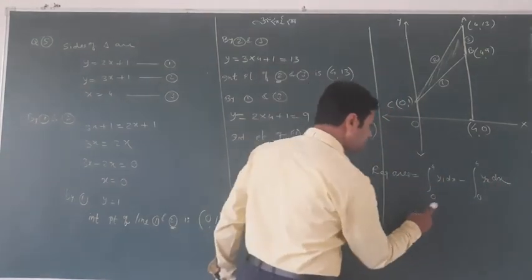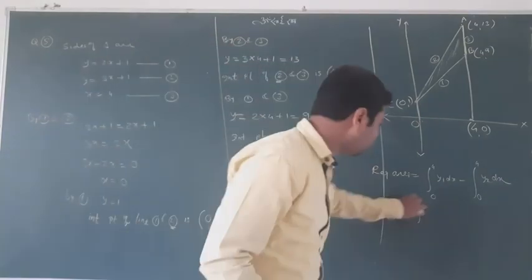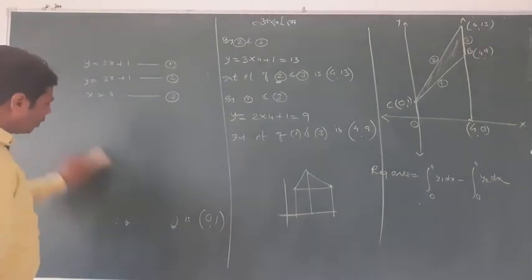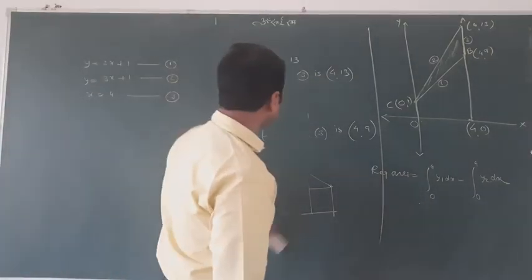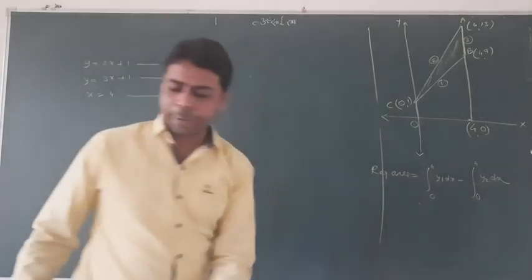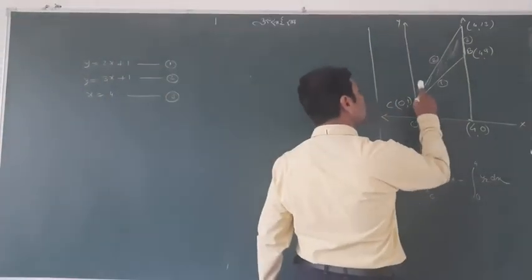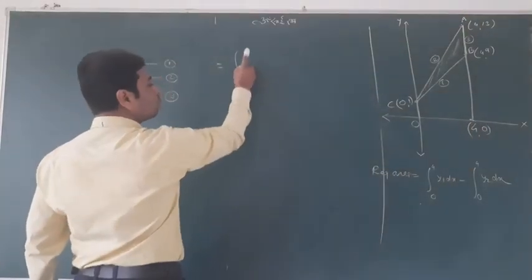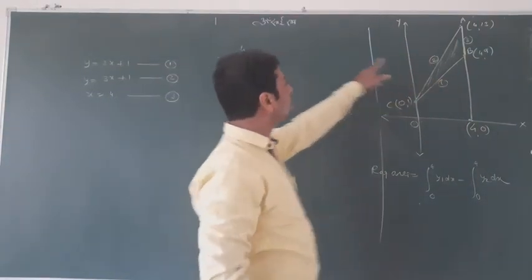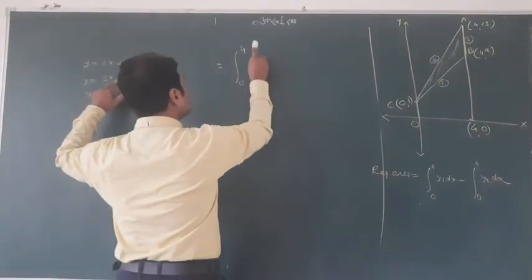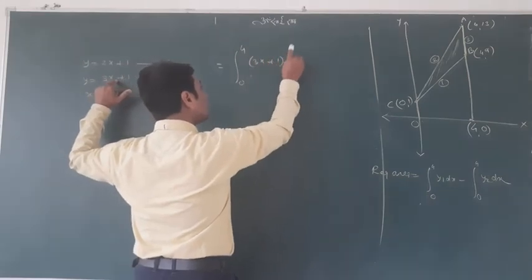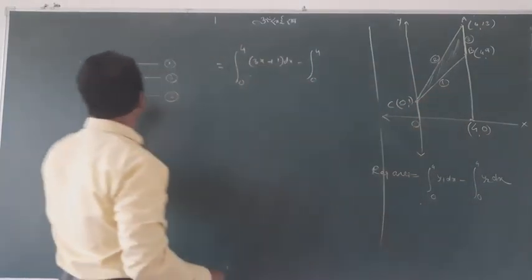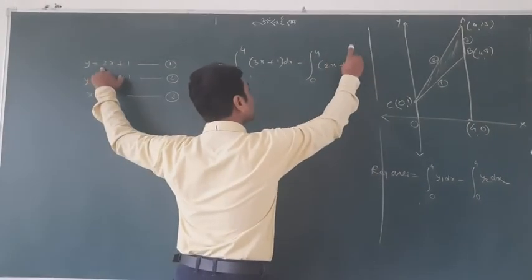Now let me rub this out. I will also rub out all the questions except this, because I want this particular one. And the required area is the upper graph minus the lower graph. The upper graph is covered by the second line. So your answer is the integral from 0 to 4, where the upper graph is line 2, which is this one, of (3x + 1) dx, minus the lower graph, again from 0 to 4, which is equation number 1, that is 2x + 1.